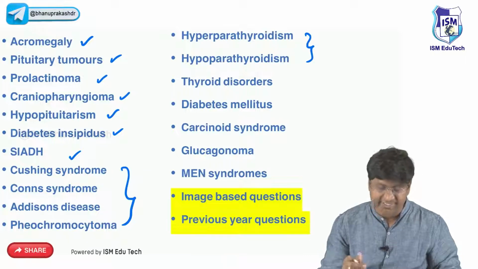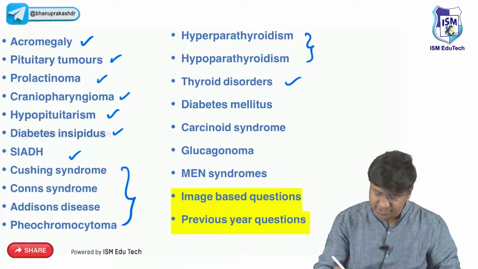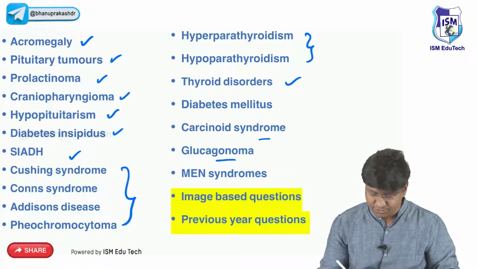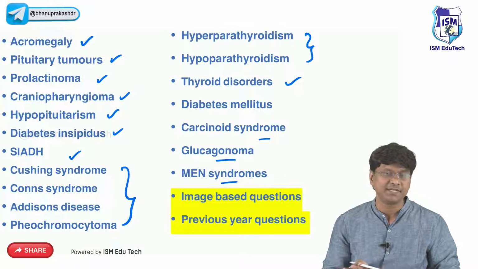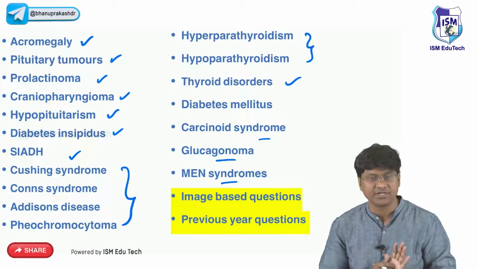Then we have parathyroid disorders, that is hyper and hypoparathyroidism. Then thyroid disorders, that is hyper and hypothyroidism. Then pancreatic disorders like diabetes mellitus, then glucagonoma. Next, carcinoid tumors or carcinoid syndrome, and MEN syndromes. All these topics, I'll be doing a quick revision in this endocrinology quick revision.